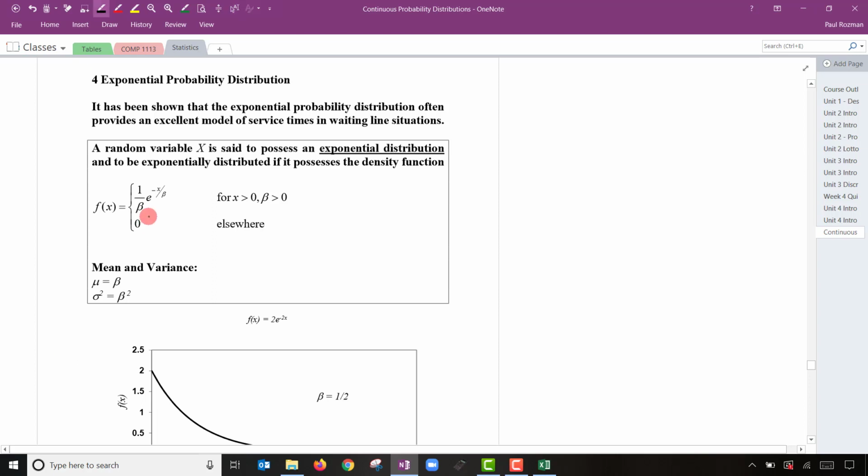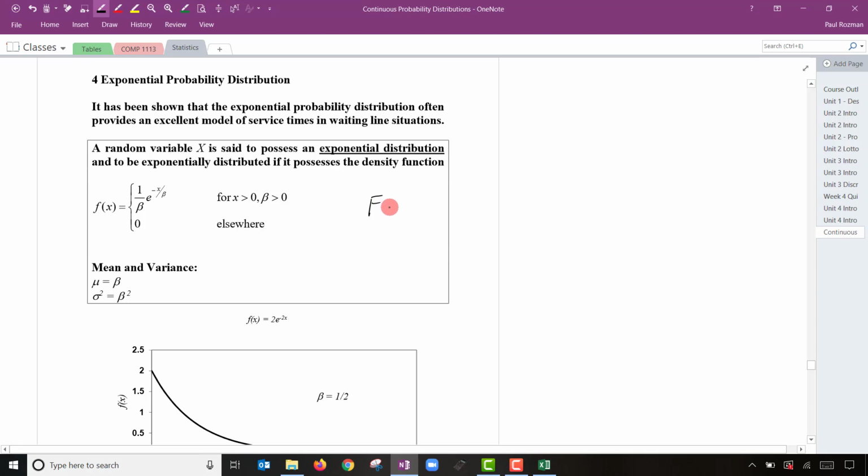It has a nice function: 1 over beta e to the minus x over beta. And that's a nice function because it's very easy to integrate. We're really good at integrating e to the x. So we can find the area beneath this curve without having to use a table. Hooray! We can just solve these problems directly. In fact, we essentially can just build the formula right now.